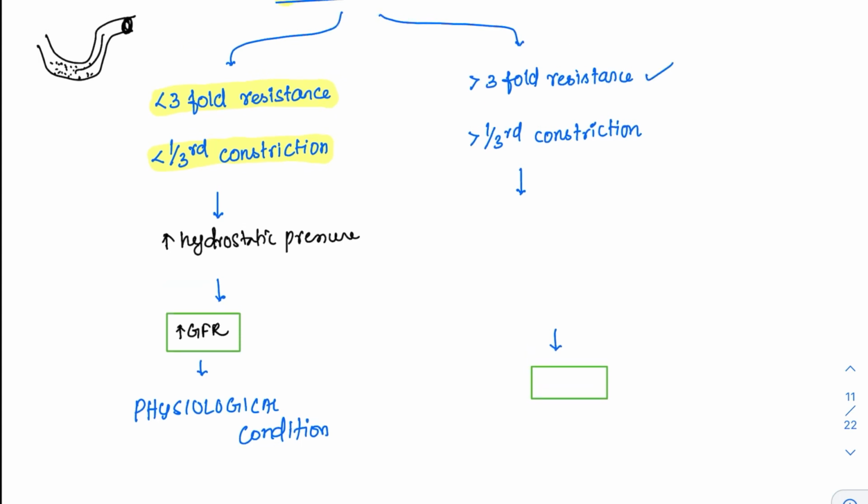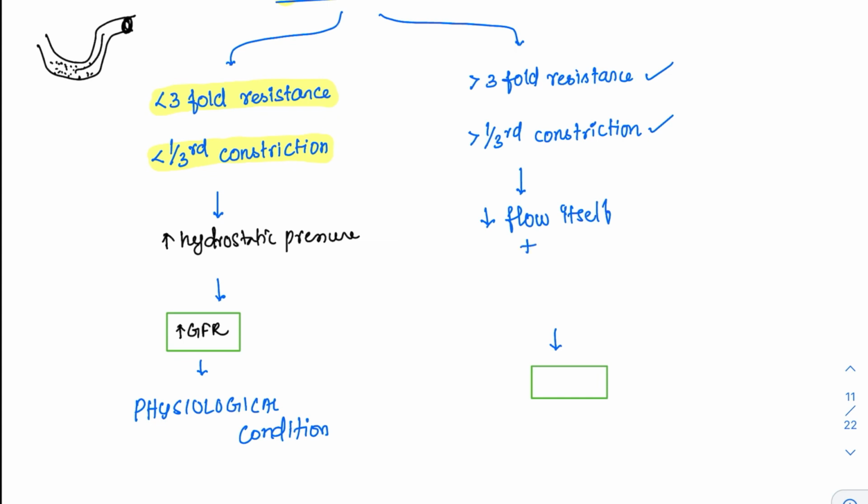Whenever there is a threefold increase in resistance, now we are increasing the resistance to threefold, or constricting the arterial lumen to more than 1/3. So what will happen? There is a severe vasoconstriction now. There will be a back pressure created, and the flow itself is diminished. There is a decrease in flow from the afferent arteriole.